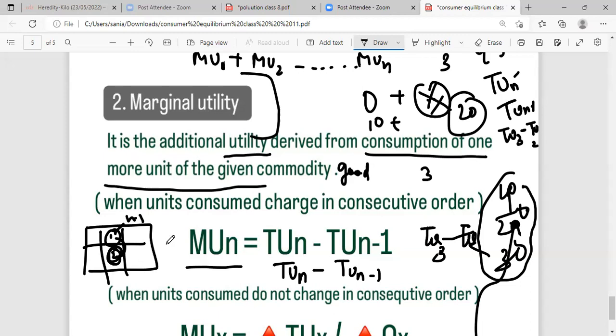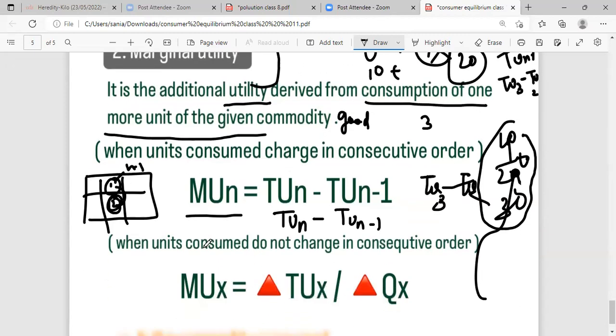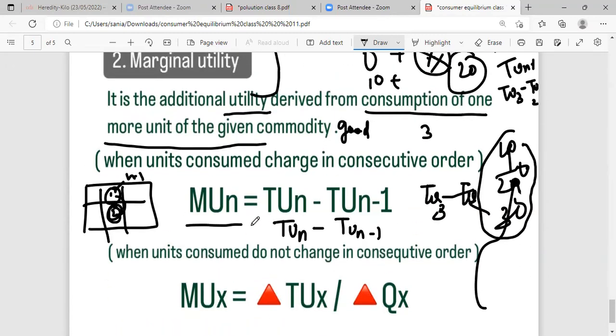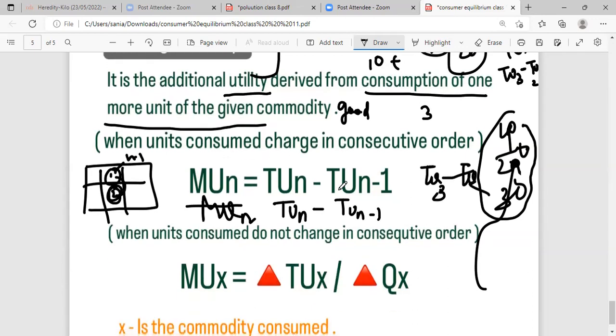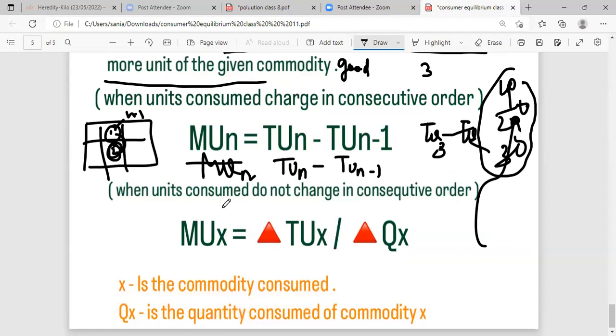Ma'am, I can't understand using the formula. Okay, it's okay, no need to worry. I'll explain it to you with the help of a table. That will be easy. So no need to worry. Just write the formula right now. And see, for example, if you are consuming 10, then 25, then 30, then 80, there is no fixed difference.